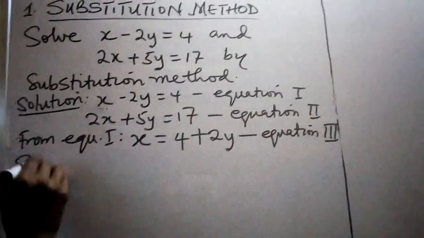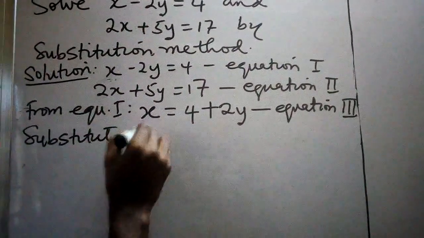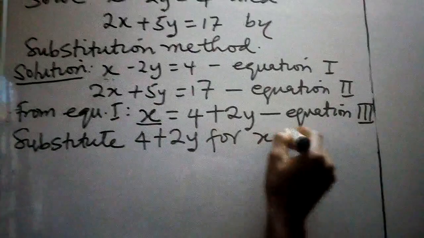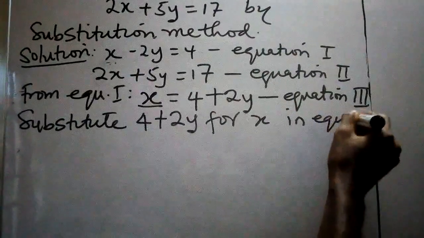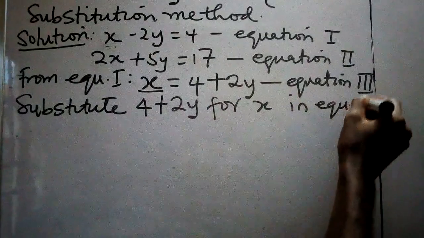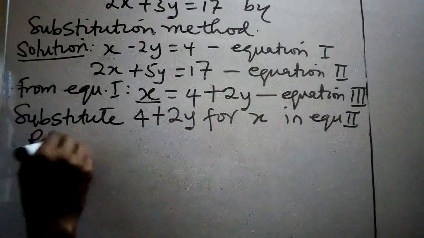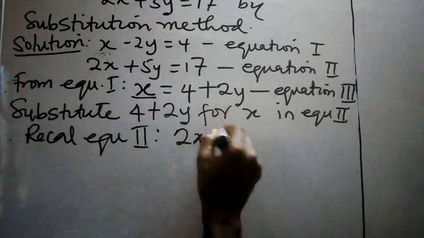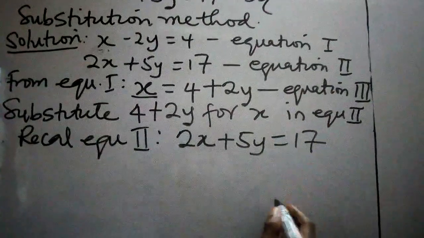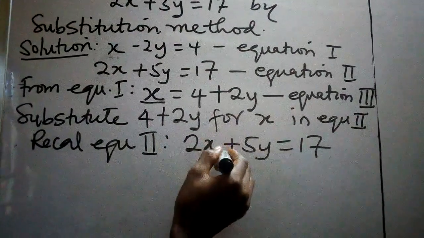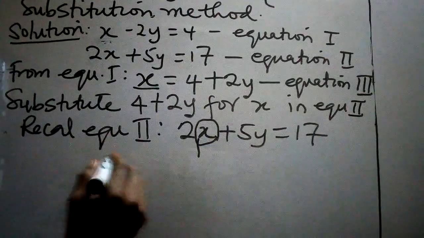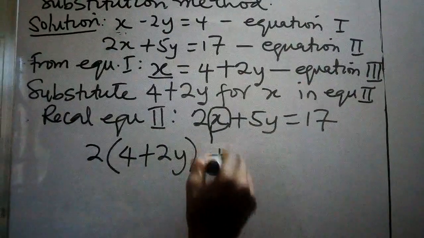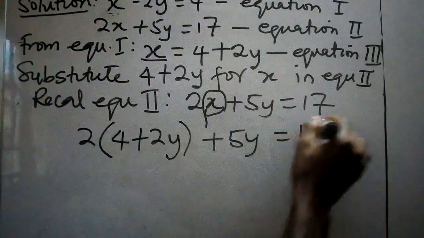Now x is equal to the whole of this, so you substitute 4 plus 2y for this x. Remember we started from equation 1, so we now substitute in equation 2. Recall equation 2: 2x plus 5y equals 17. Remember we have to substitute for x. So where you have this x, you will substitute 4 plus 2y. So 2 into (4 plus 2y) plus 5y equals 17.